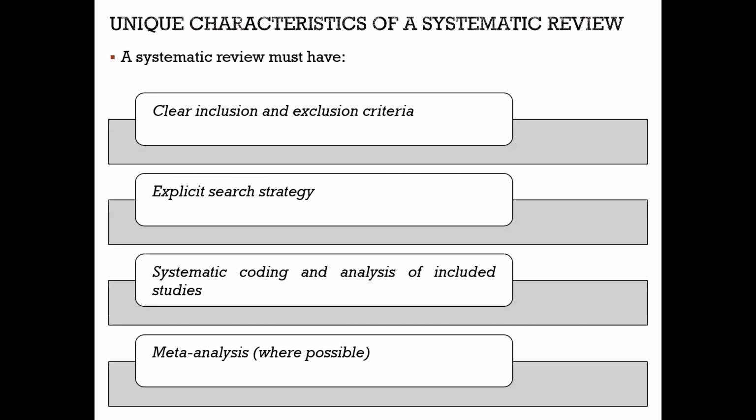This is the fourth thing you have to remember. A systematic review must have clear inclusion and exclusion criteria. It is mandatory to have inclusion and exclusion criteria. Explicit search strategies: what are your search strategies? That is very important. Systematic coding and analysis. Meta-analysis if possible. Not every time can you do a meta-analysis, but meta-analysis is very crucial in a systematic review.